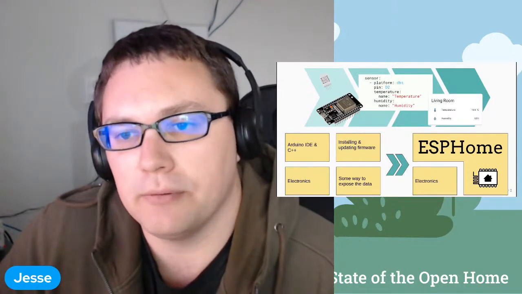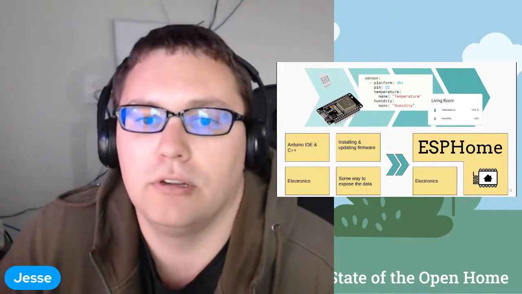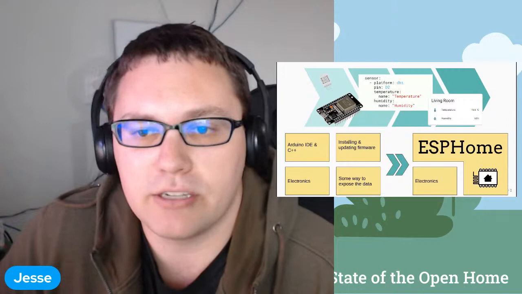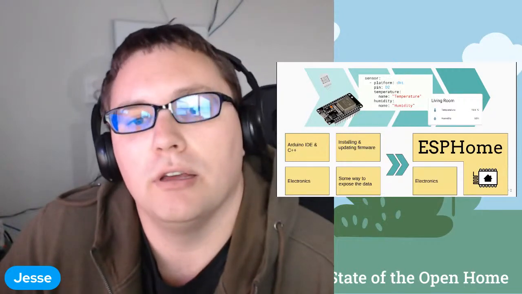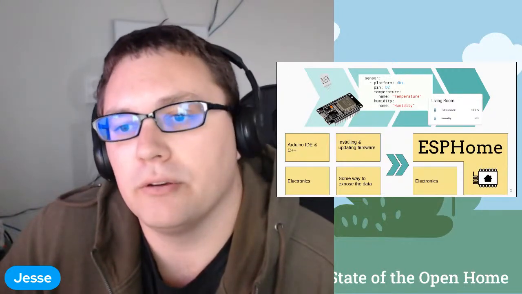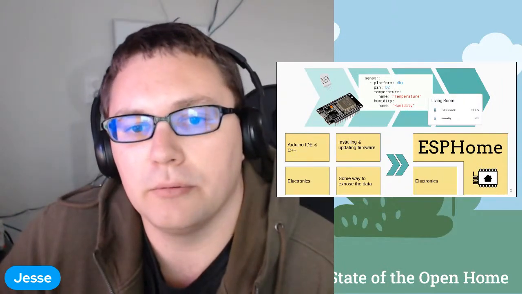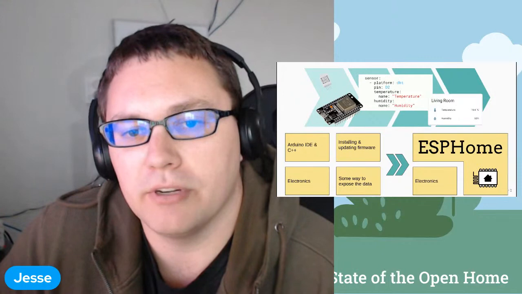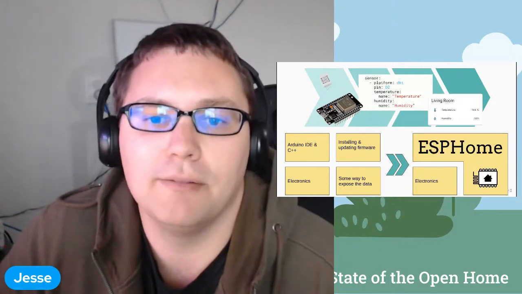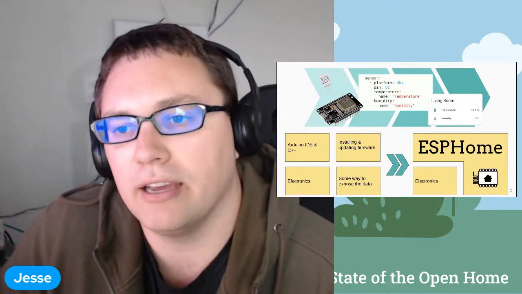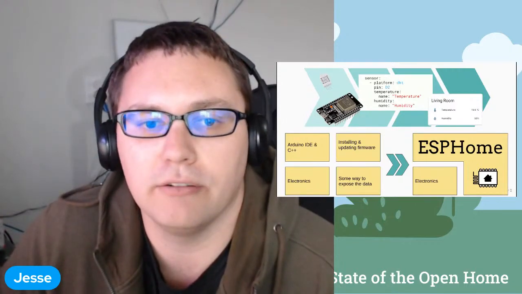ESPHome does away with you having to know the code and asks that you only write simple configurations using YAML. And it also provides a way for you to update your devices via Wi-Fi and exposes the data with an API server that the rest of your smart home, like Home Assistant, connects to and gets instant updates of the sensors and easier access to controls like switches and relays and things like that.